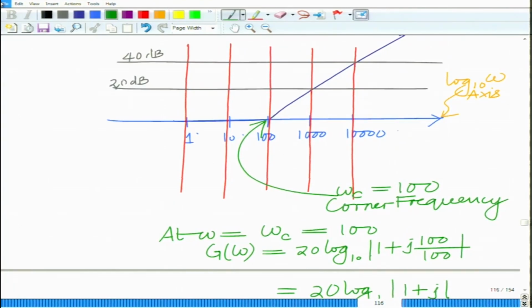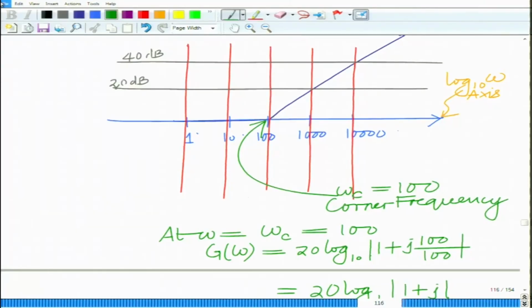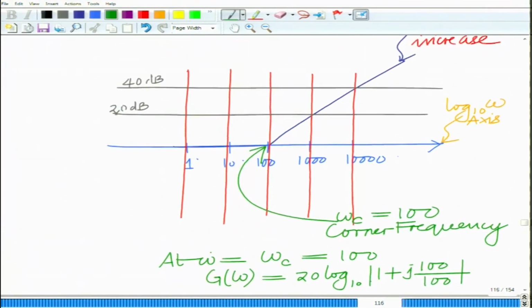So, what you have drawn is something that is approximate. At the corner frequency, that is at omega c, that is 100 radians per second, this Bode plot magnitude will be 3 dB. Okay. So, the exact plot will look something like this. At the corner frequency it is 3 dB, and then it will look something like this. So, at the corner frequency this is 3 dB.